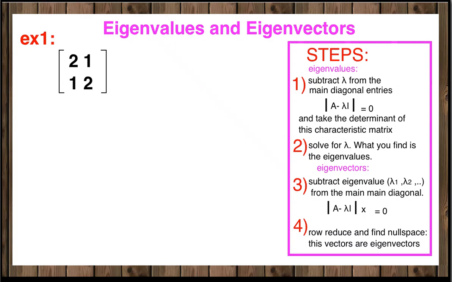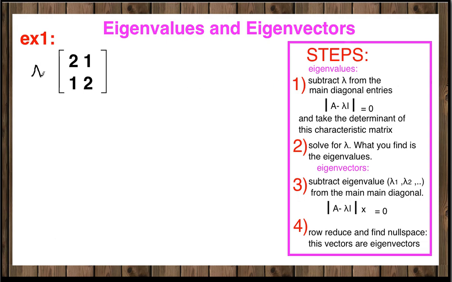Hi everybody. In this video, we're going to learn how to find the eigenvalues and eigenvectors. We're going to do 2 by 2 and 3 by 3 examples. Here are the steps. Let's begin.